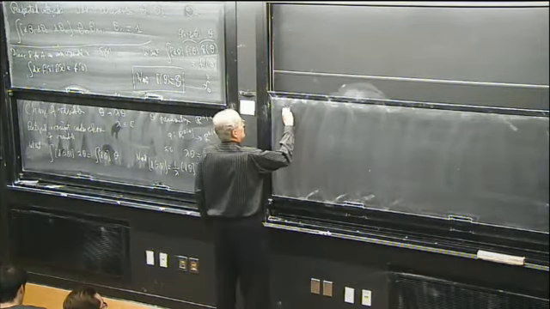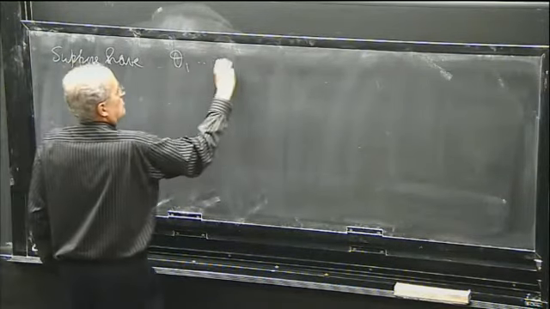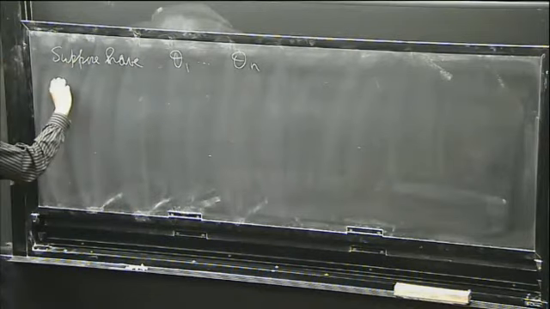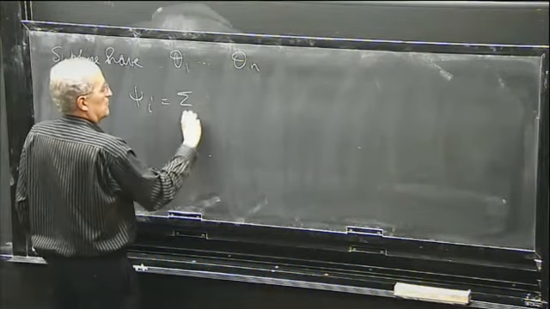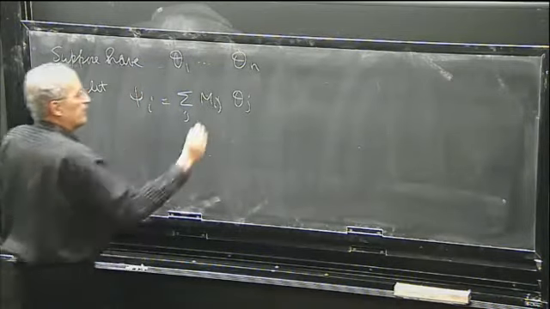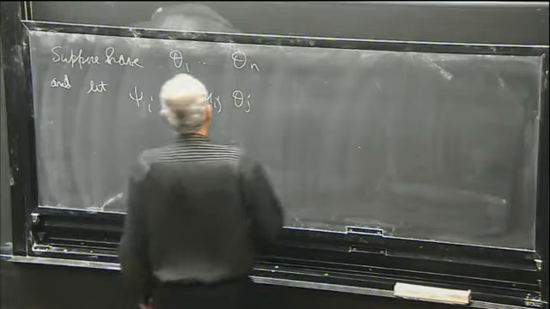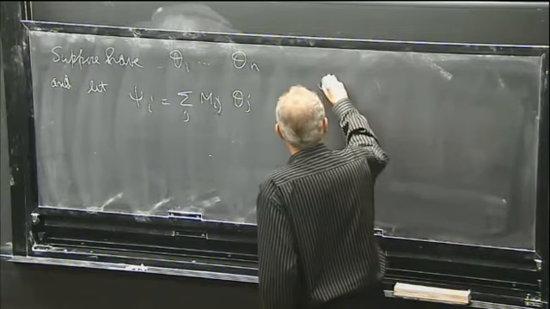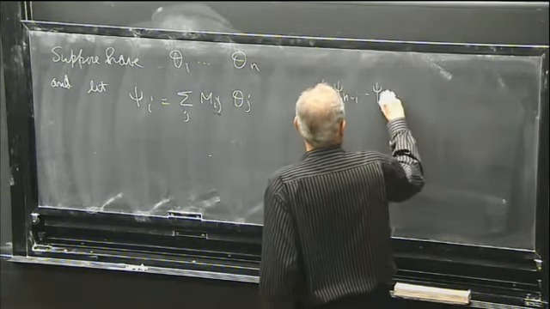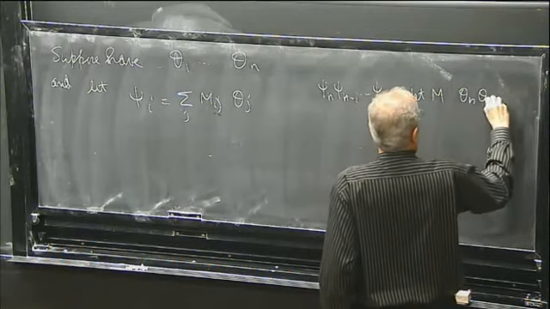So more generally, suppose we have n odd variables and let's change variables to new variables that I'll call psi. For the moment, we'll assume that they're linear transformations, linear combinations of the thetas. So for the moment, the m is just matrix elements of a matrix. So then we have psi n minus 1 up to psi 1 is the determinant of m times theta n minus 1 up to theta 1.